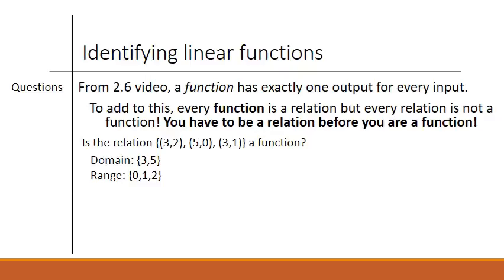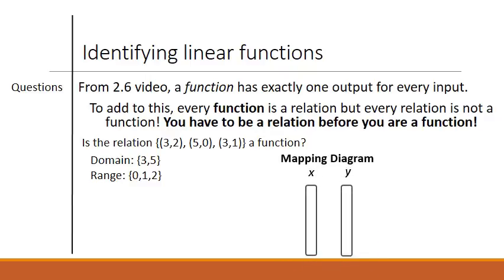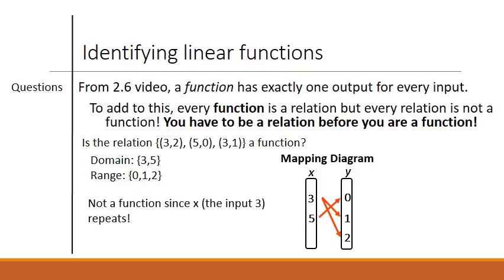Based off of what she taught us, we could also make a mapping diagram, which for me is easier to view. So I'm going to take what I list in my domain and list under the X column. And for the Y bubble, I'm going to go ahead and list the outputs and draw my arrows. If you notice, the 3 has 2 different outputs. In other words, it has arrows drawn from 3 to 1, and from 3 to 2.